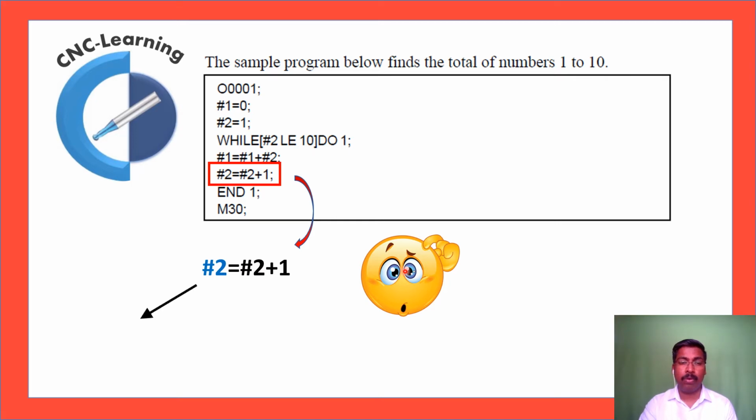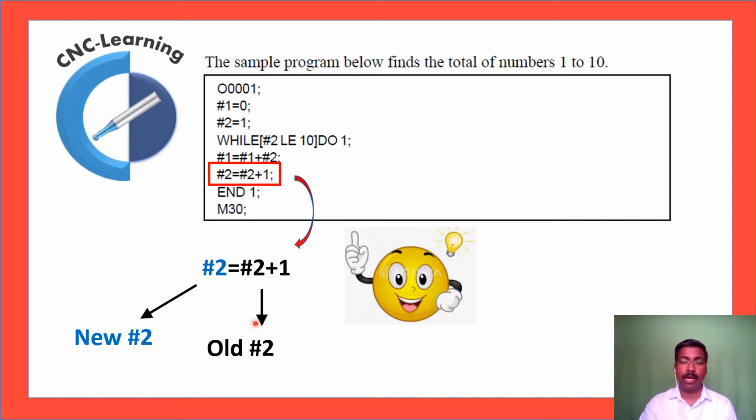And how it is used is this hash 2 on the left hand side of the equation, that is the new hash 2. So this hash 2 can be considered as a holder for the value. So this is a new holder and this one is an old holder. So this is the new value of hash 2, this is the old value of hash 2. Then this becomes meaningful. So this is how this statement is used.